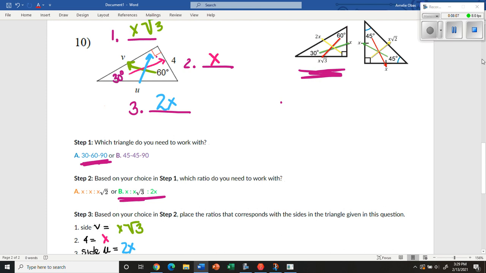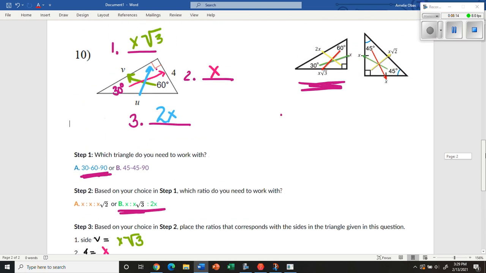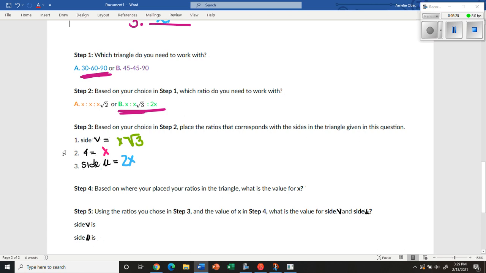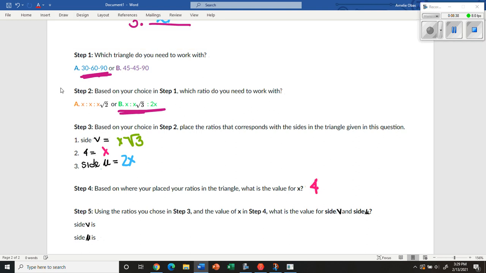Alright, so now I found my ratios for the sides. Now based on where I placed my ratios for step 4, what is the value of x? Alright, I'm looking at all the 3 sides. This side, the shorter leg, has a value of 4. Let's see what the ratio is connecting to it. x. So that means x equals 4. And notice that number 2 shows that x equals 4. So we found our answer, which is 4. x is equal to 4.